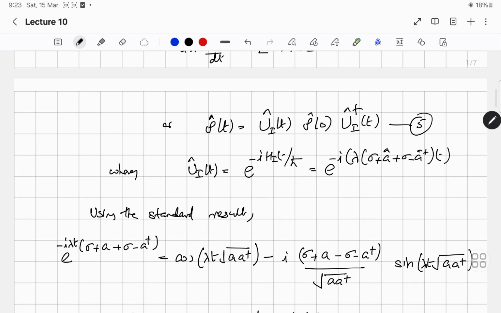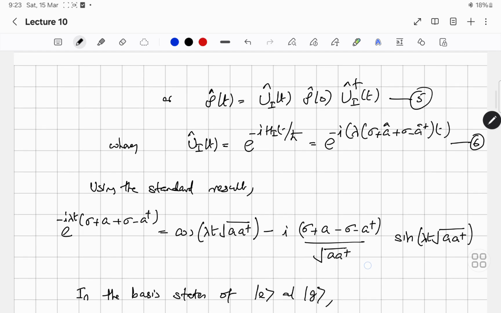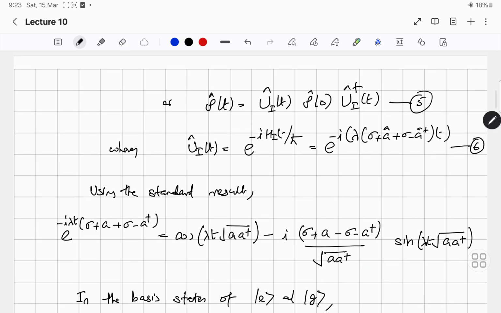Ui of t is given as e raised to minus i HI t by h cross, and HI is already known from equation number 3. So this can be written as e raised to minus i lambda times (sigma plus a plus sigma minus a dagger) times t. Now we are going to use the standard result. Our aim is to find the matrix form of Ui.